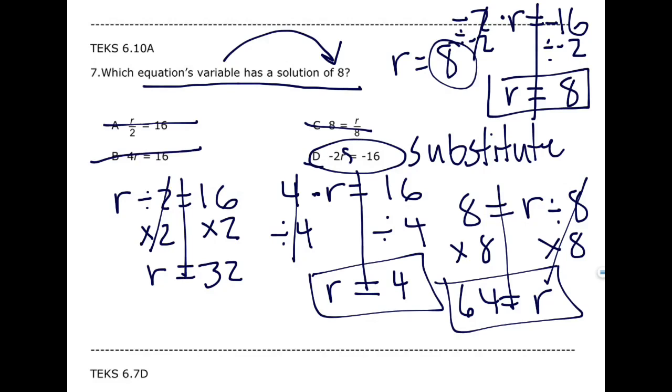And if I plug 8 back in for r, negative 2 times 8 is negative 16, because a negative times a positive is a negative. So using substitution, I still get answer choice D.